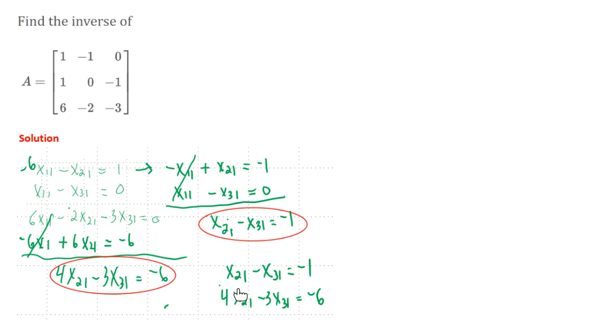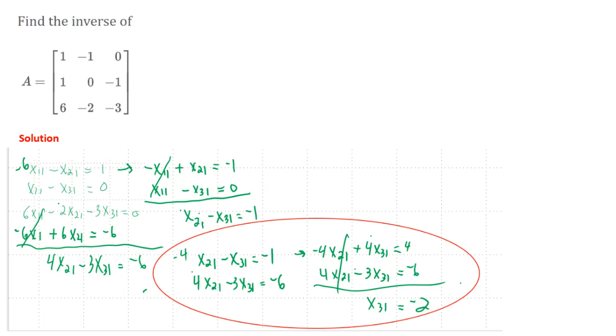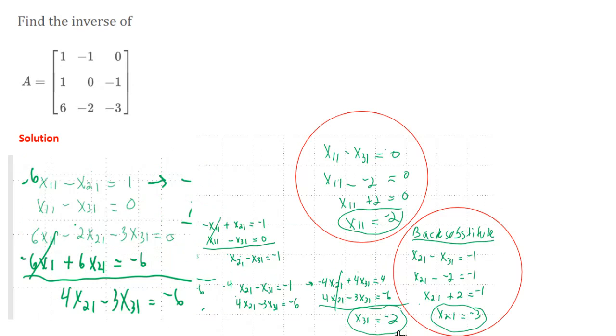And so we want to get rid of one of these. Let's get rid of the x21 once. And so to do that, I need to multiply by -4. That gives me -4x21. Negative is positive, and negative times -1 is +4. So I can add them. This will cancel, giving me x31 equals -2. So we can back substitute. So I have this one. I'm going to back substitute. I'm going to use this equation here.